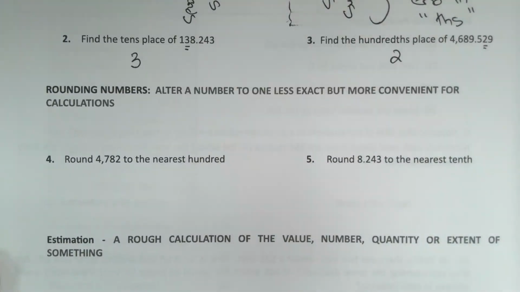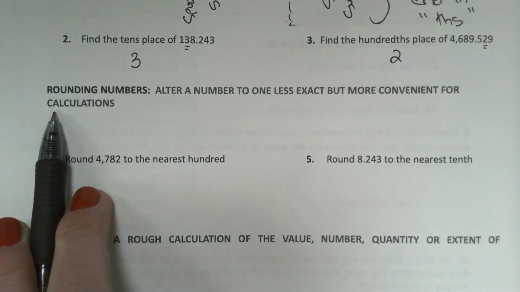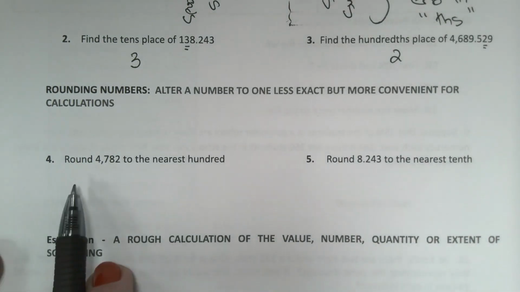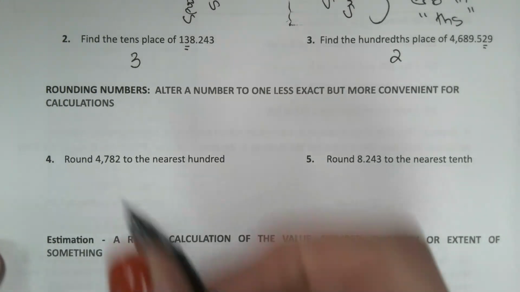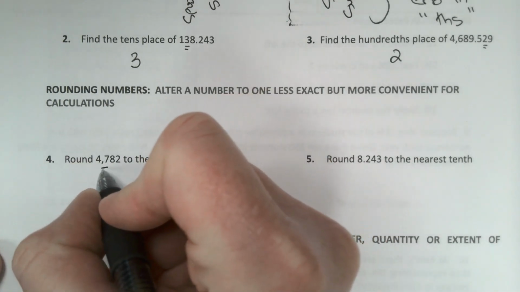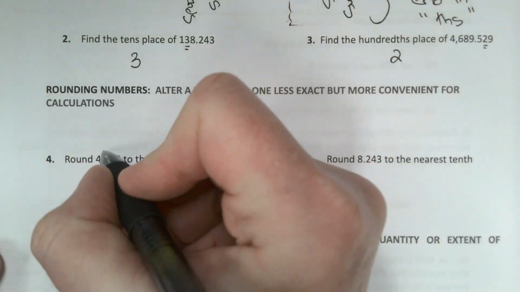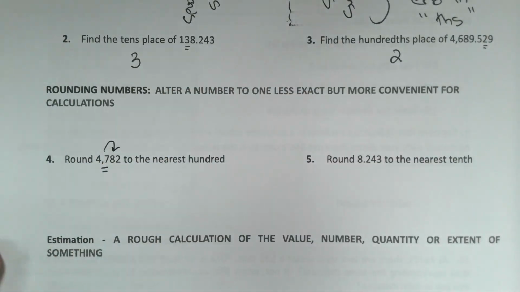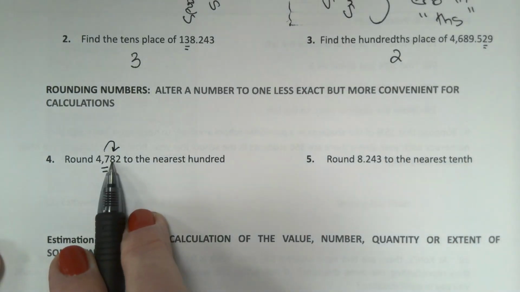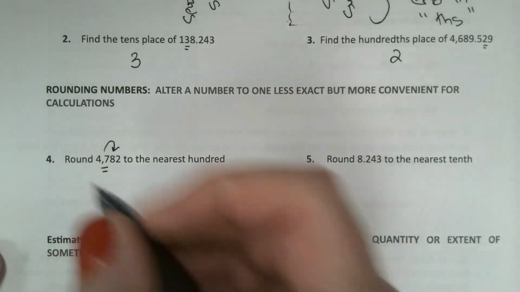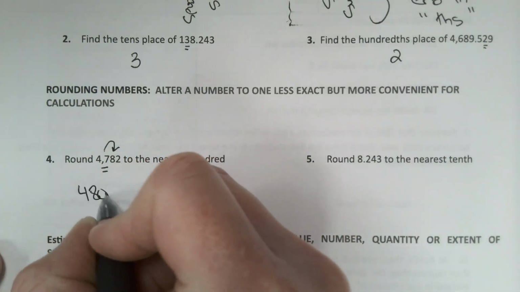And now we're going to round. Rounding is to alter a number to one less exact but more convenient for calculations. So this one says round to the nearest 100. All right, so here is the 100 where the 7 is. Please recall that you look to the right of that, and we have an 8. So an 8 will round that 7 up, and so this is 4,800.